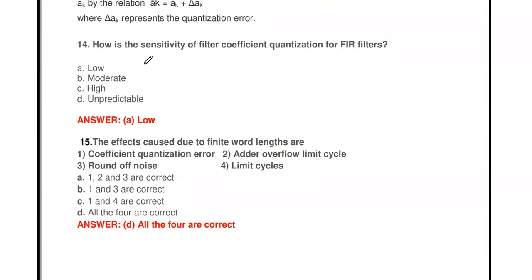Then the next one, how is the sensitivity of filter coefficient quantization for FIR filter? In an FIR filter, we are performing the quantization process on the filter coefficients. So what about the sensitivity in that case? The sensitivity is low.